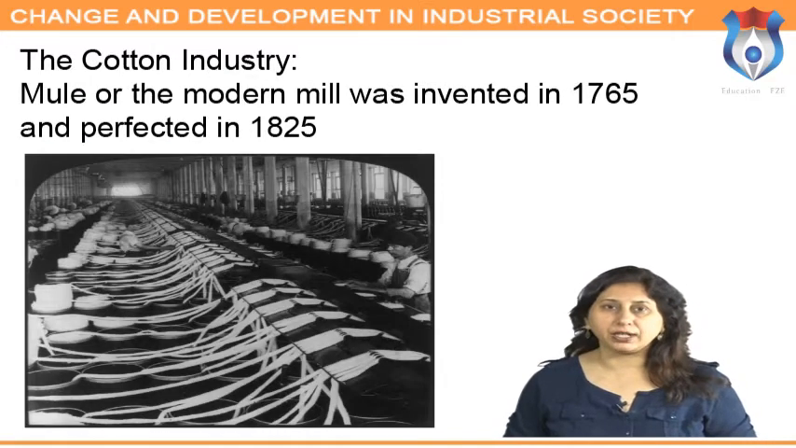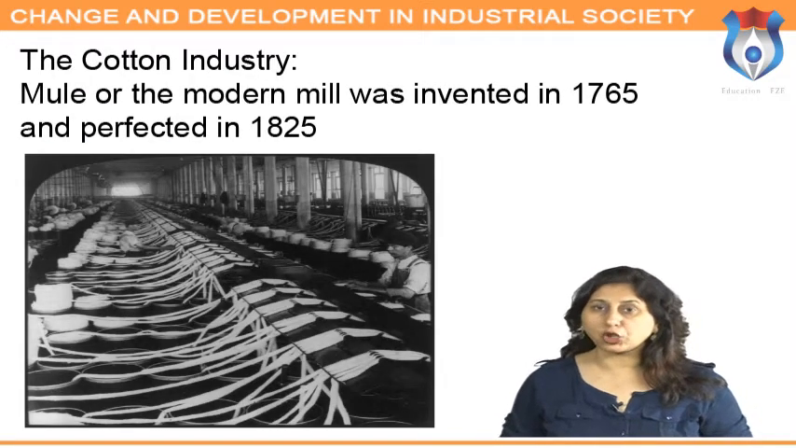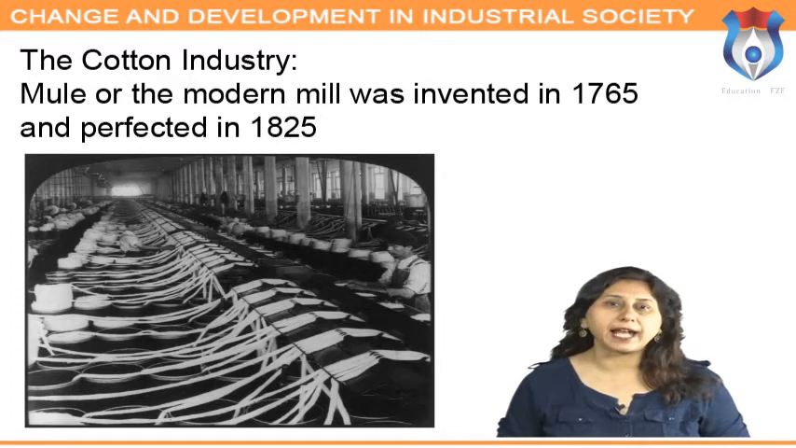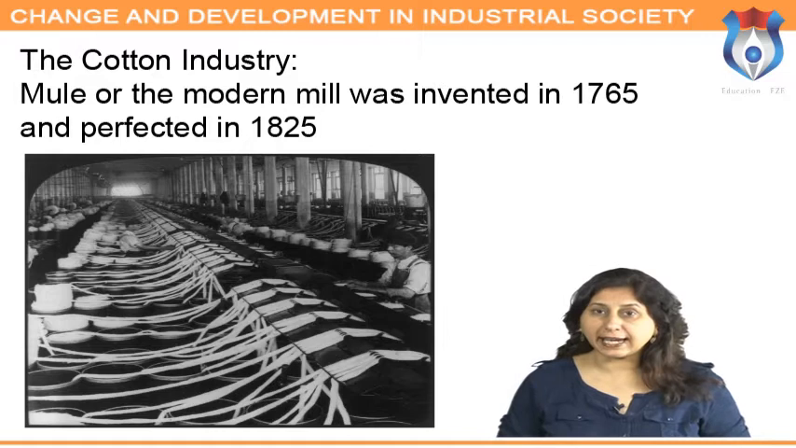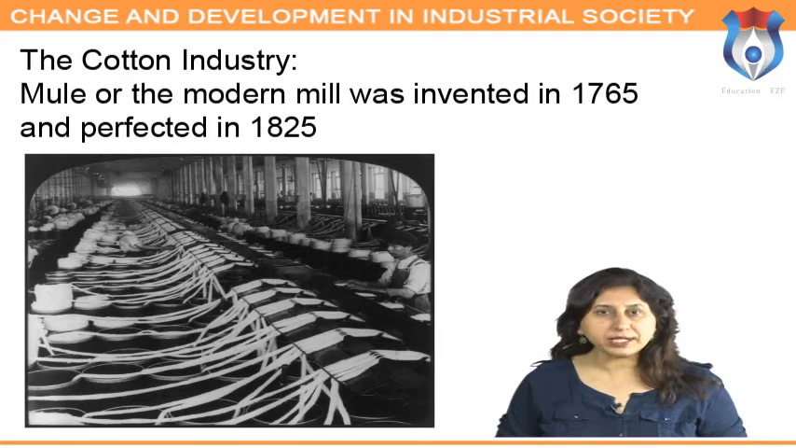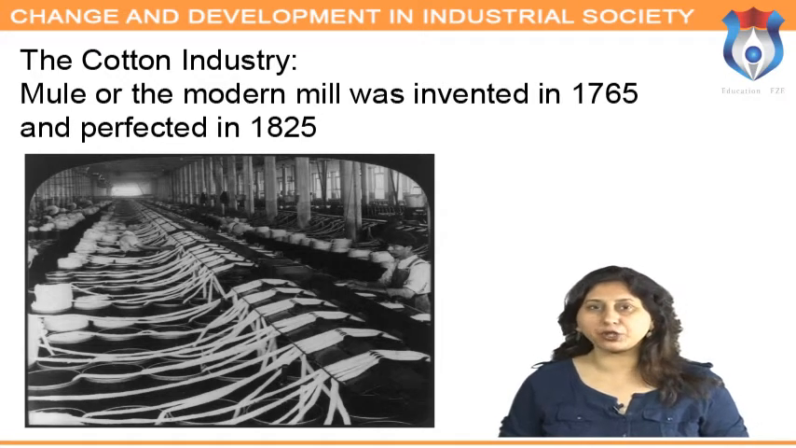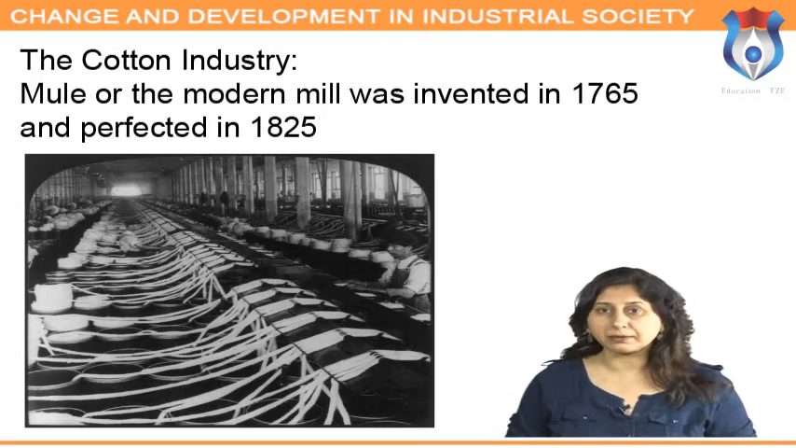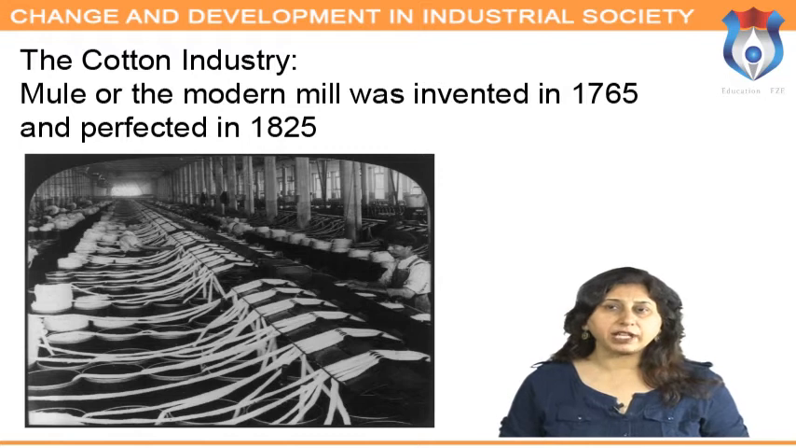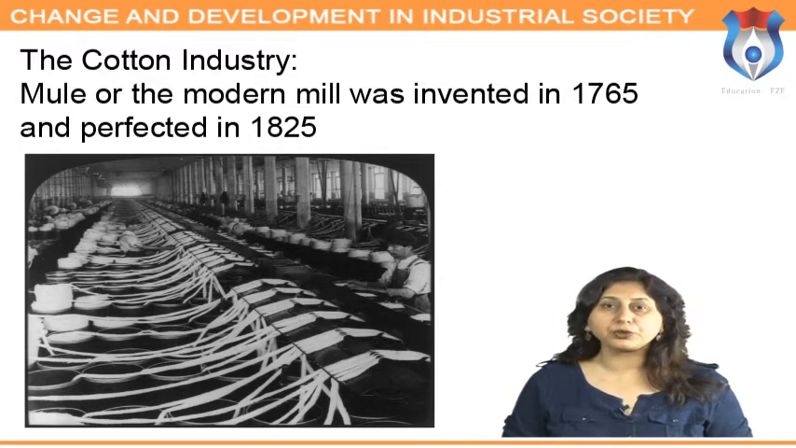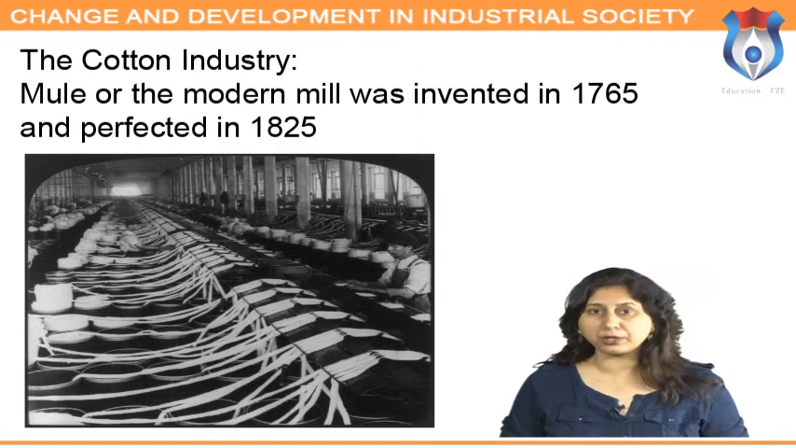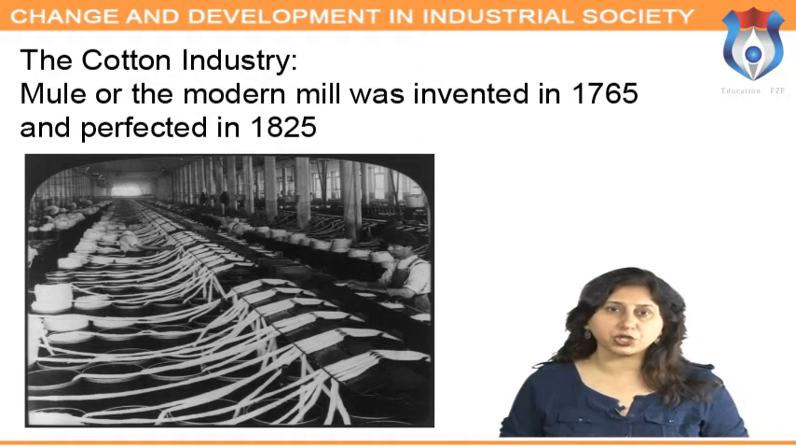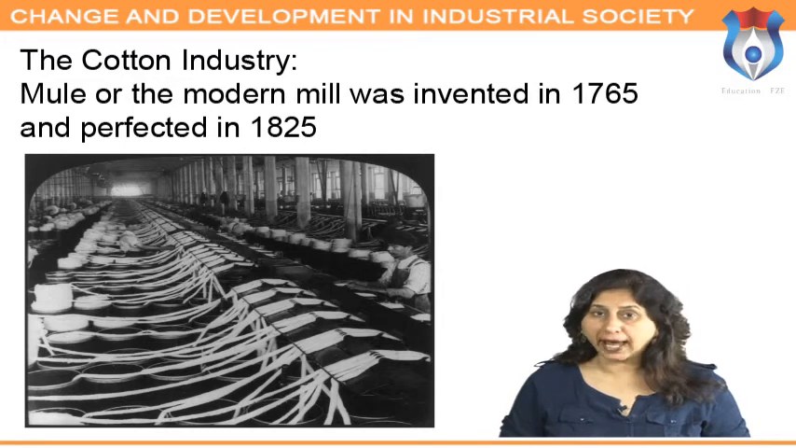The cotton industry. Another successful industry was the cotton industry because of the physical characteristics of cotton. It lent itself easily to mechanization and mass production and produced a good quality and inexpensive good. The mule became the industrial machine, now known as the mill. Invented in 1765, it was perfected in 1825 through the introduction of self-acting mule. Growth in mechanization of textile was not confined to cotton. Wool and linen became a part of it very soon.